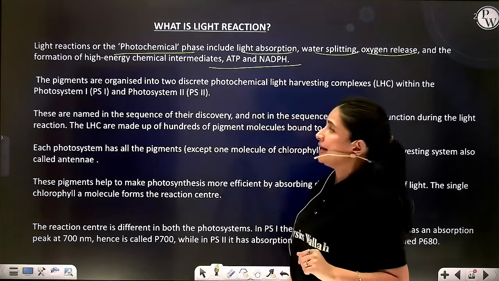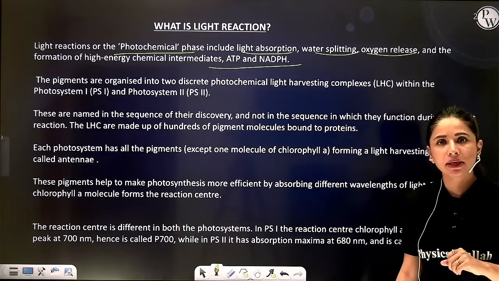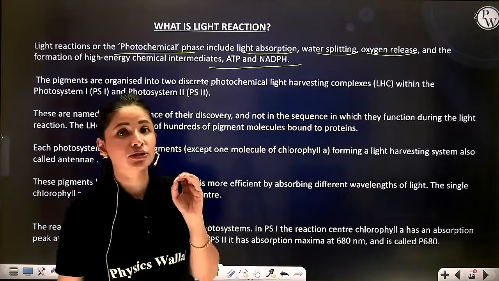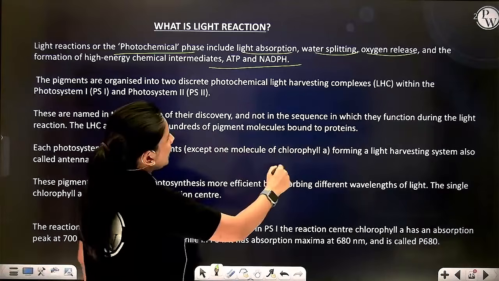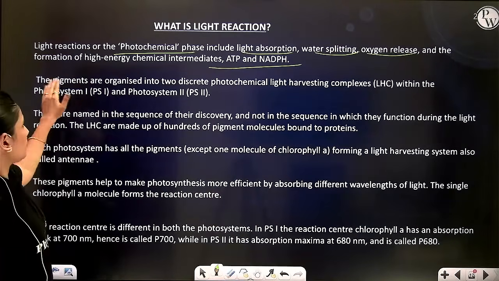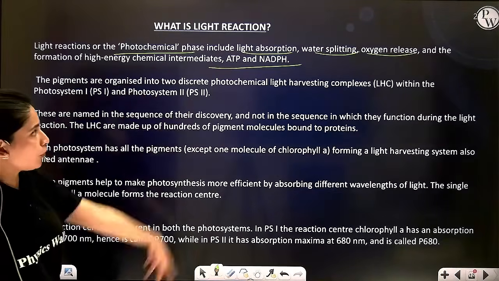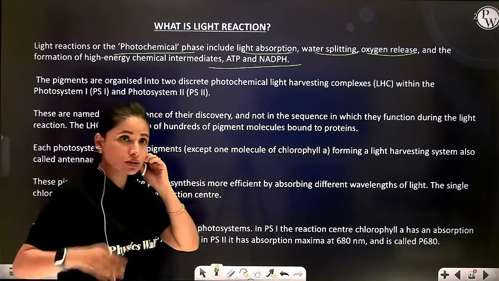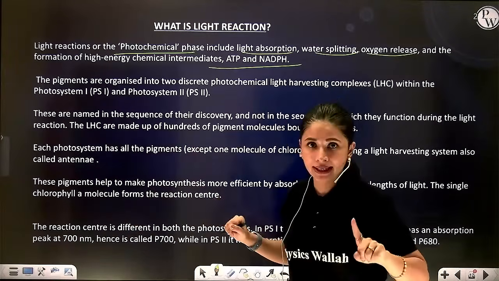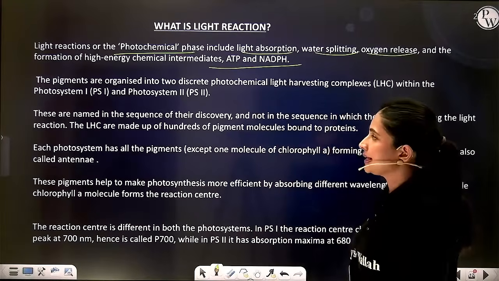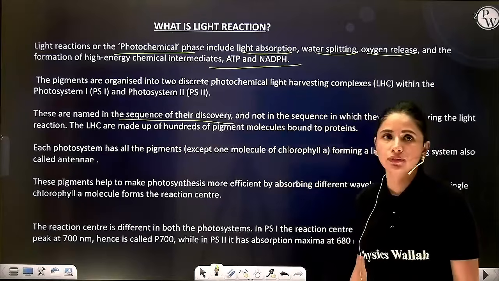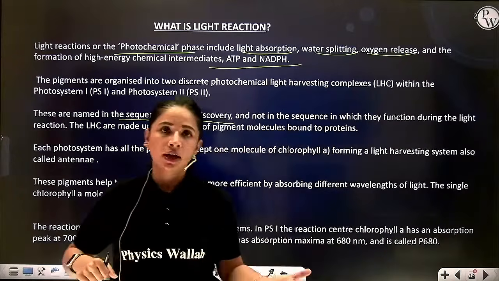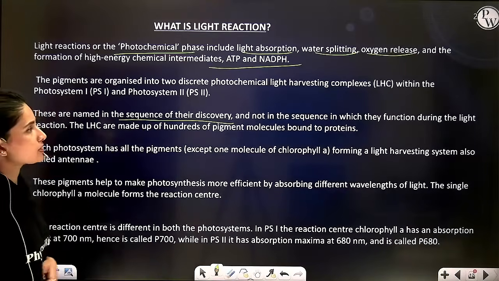And production of chemical intermediates like ATP and NADPH. Second point, the photosynthetic pigments are organized into discrete units called photosystems. So the pigments are organized into two discrete photochemical light harvesting complexes within photosystem 1 and photosystem 2. So there are two photosystems, 1 and 2. I've already told you. Next, these are named in the sequence of discovery. However, functionally, it is actually PS2 functioning first, then followed by PS1.